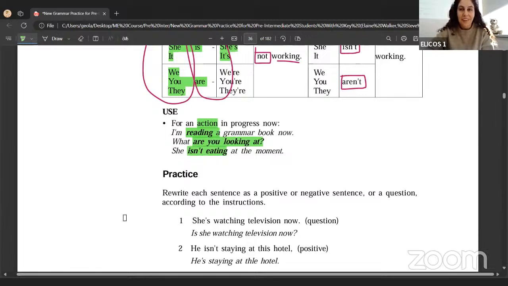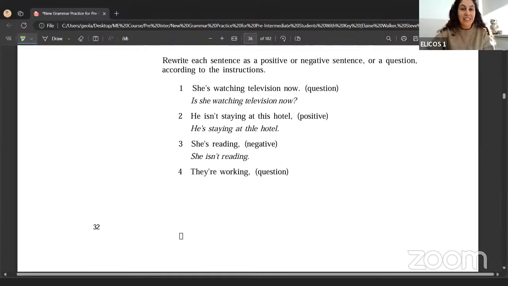Negative. Okay, let's practice. Remember, this is called the present continuous. A little bit different to the present simple. It is in the moment. We've got the present. That means we're speaking now about what is happening in our life now. Just different rules. So let's rewrite each sentence. I'll do the first three.